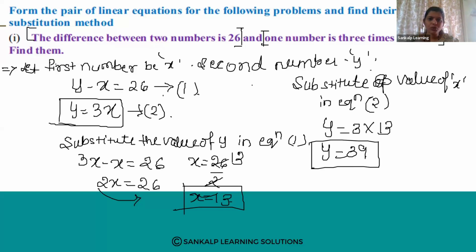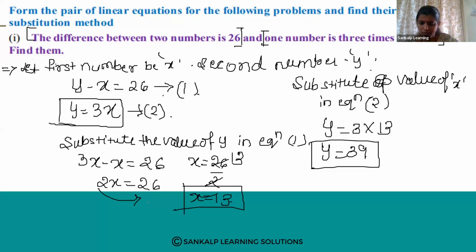Yes, the difference between two numbers is 26. Y minus x is equal to 26 and the one number is 3 times the other. Therefore, y is equal to 3x. Substitute the value of y in equation number 1. 3x minus x is equal to 26. So 3x minus x is 2x. 2x is equal to 26.